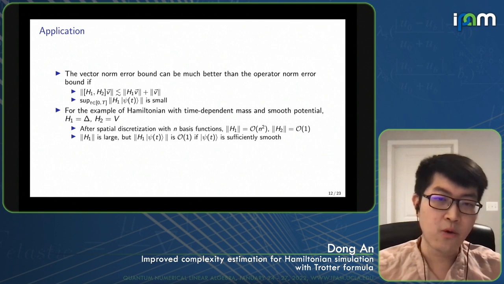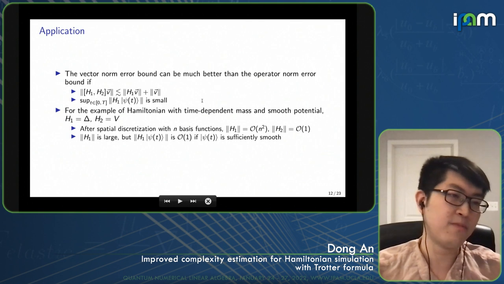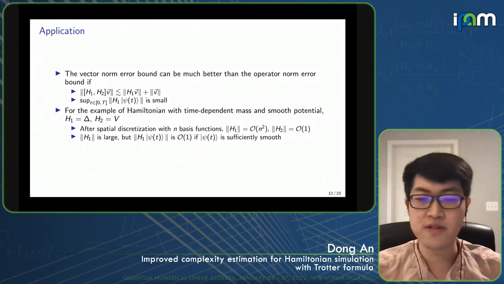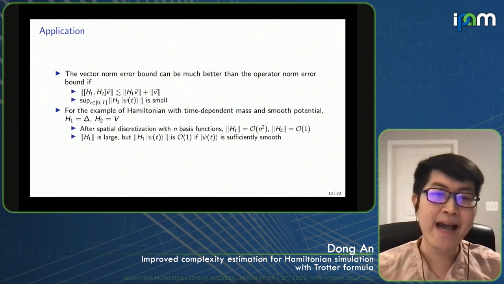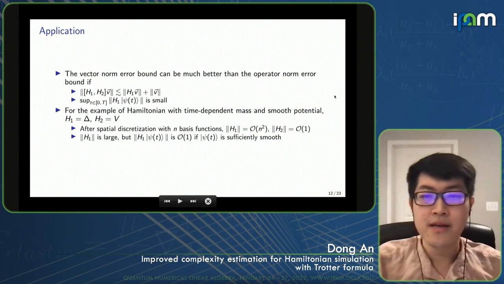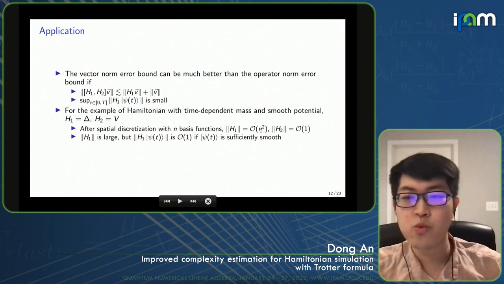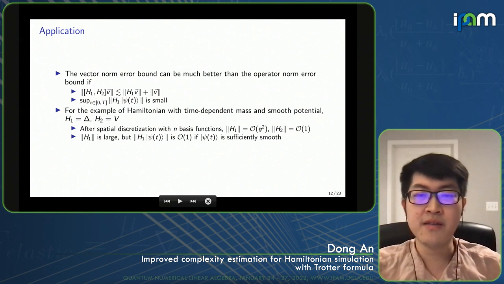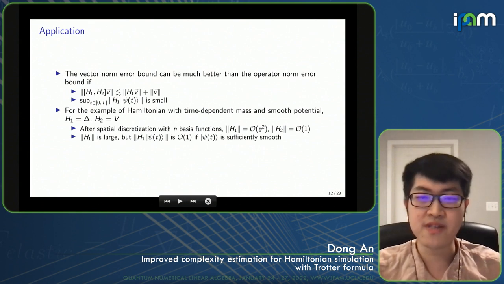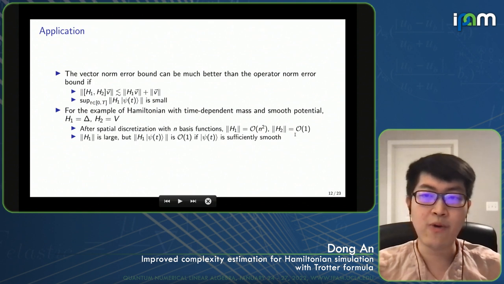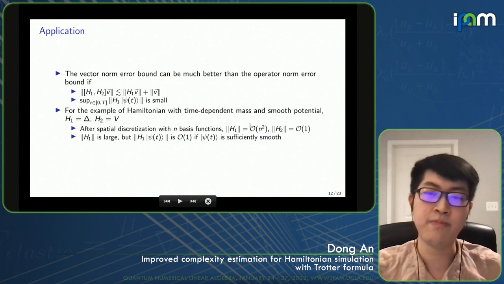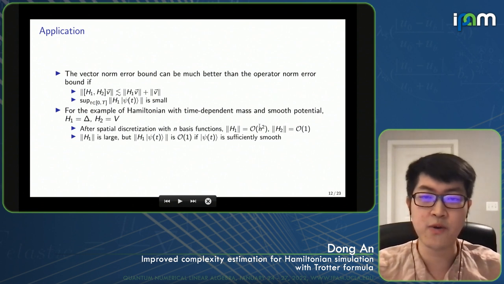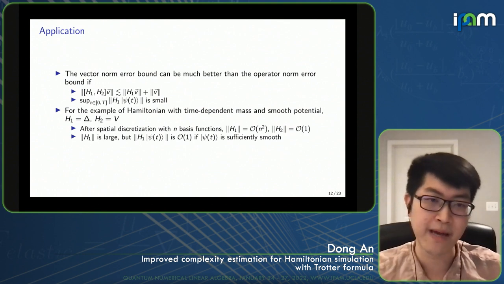To simulate this on a quantum device, we do some spatial discretization with n basis functions. For example, you can use the central difference formula or the Fourier basis or whatever you like. After the spatial discretization, we can prove that the spectral norm of my Hamiltonian H1 is on the order of n squared, where n is the number of basis functions used in the spatial discretization. And the operator norm of H2 is bounded by 1 because we assume the potential to be bounded. Again, we can see that there is some difficulty with the operator norm of H1, because this can be very large if we choose many, many basis functions to achieve some accuracy.